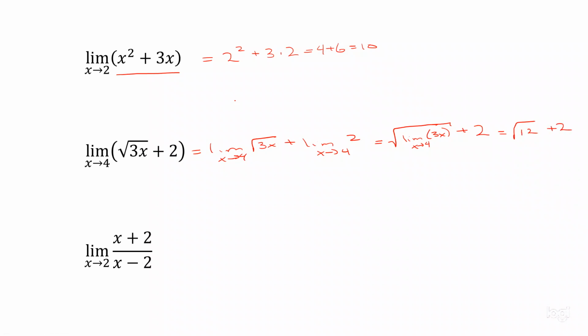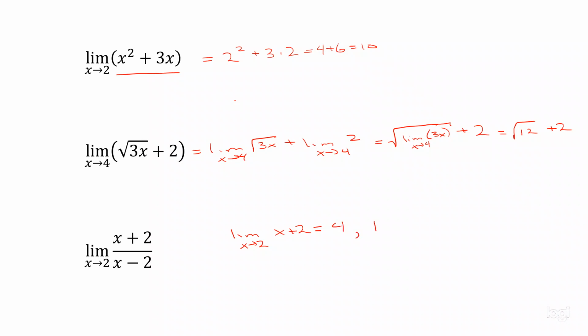Okay, this last limit is a quotient. If we're faced with a limit of a quotient, we need to think about what happens to the numerator and what happens to the denominator. So we're going to look at those two limits. Limit as x goes to 2 of x plus 2. This x plus 2 is a polynomial, so we simply plug in 2 and we get 4.